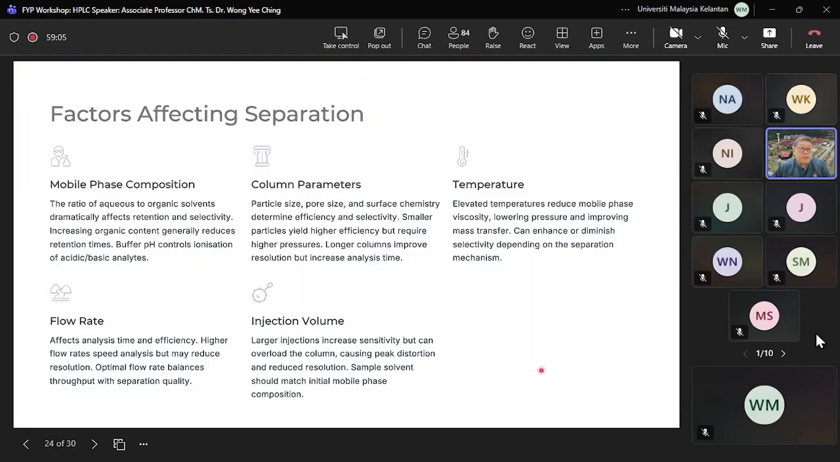Other factors that affect your separation, I only highlight but I'm not going deep into that. There will be the mobile phase, some column parameters, temperature, your flow rate, and your injection volume. Usually these five factors play a role in affecting how good your separation is between the two peaks.